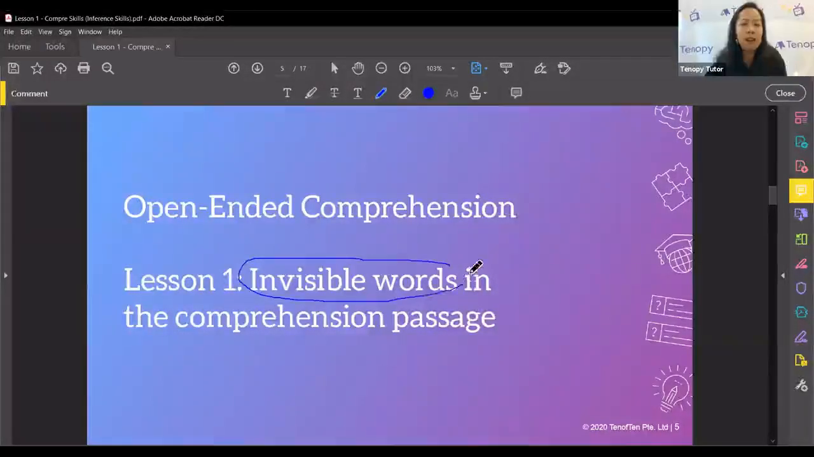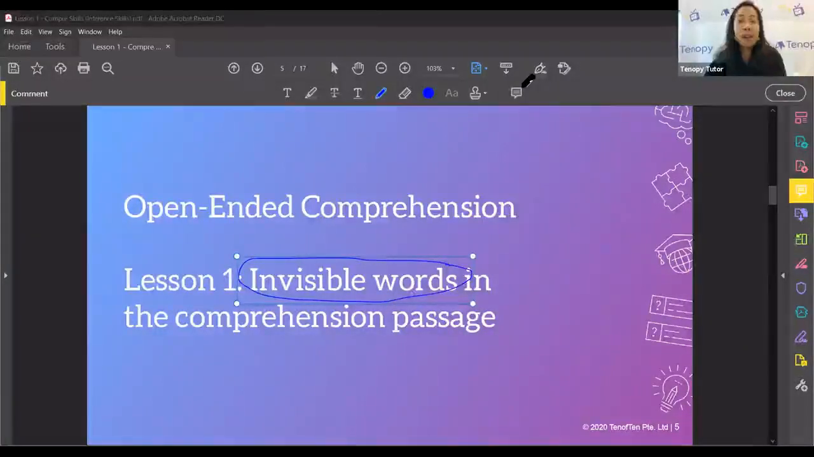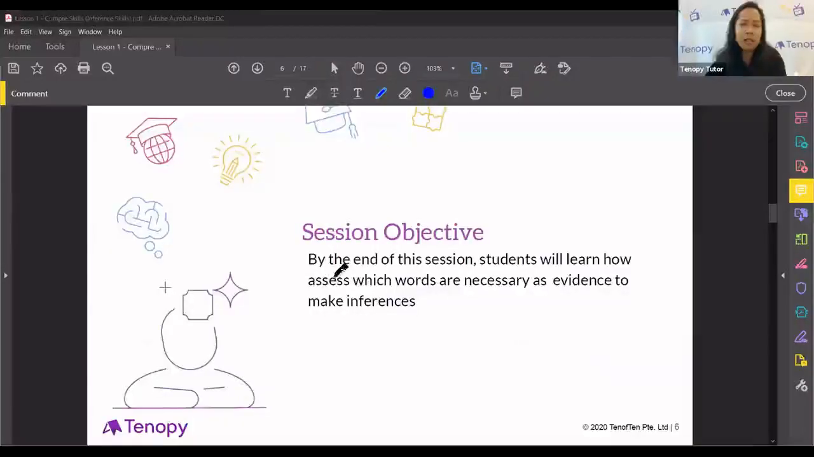Now, what exactly are invisible words? As the name suggests, they are words that are not mentioned, information not given to us in the comprehension passage that are required. That's why we are required to make inferences. So we're going to learn what these invisible words are exactly and how we can see them. By the end of this session, you will be able to assess which words are necessary as evidence and therefore make inferences. So we're just going to learn how to find keywords first, which is the very first important step in answering any kind of open-ended question.